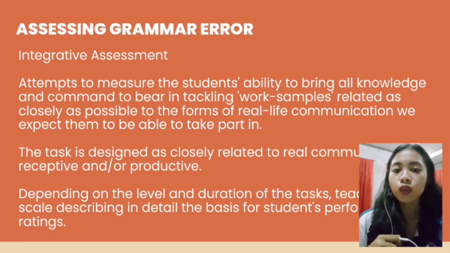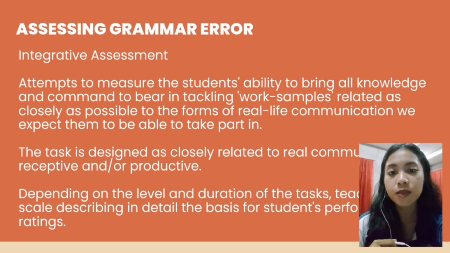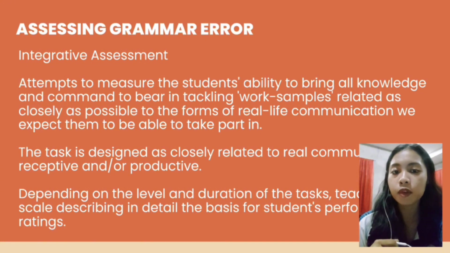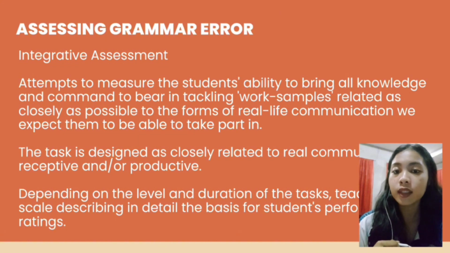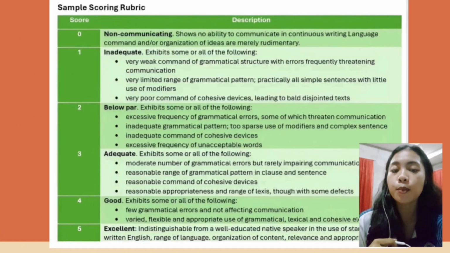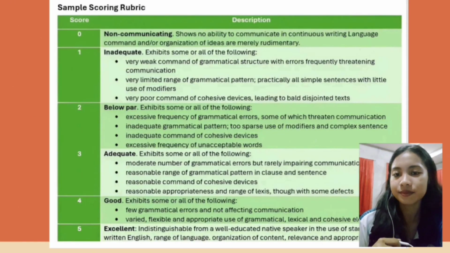To ensure accurate and consistent assessment, teachers often use detailed performance rating scales that describe the criteria for evaluating students' performance. These scales may include criteria such as accuracy, fluency, coherence, and appropriateness of language used, depending on the nature and complexity of the task. We have here a sample scoring rubric. Using these scales, teachers can provide constructive feedback and measure students' progress effectively.